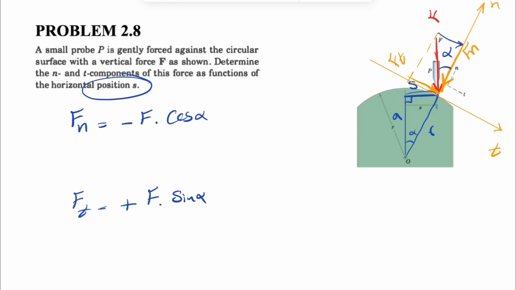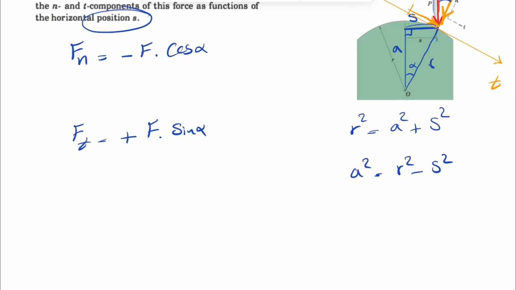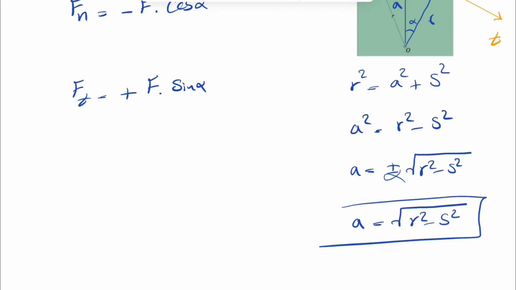If we apply the Pythagorean theorem to that right triangle, we know that r squared is equal to a squared plus s squared. So to find a squared, we simply have r squared minus s squared. If we take the square root of each side, our a would be plus or minus the square root of r squared minus s squared. We are dealing with dimensions, which means the negative sign doesn't make any sense. So our a would be the square root of r squared minus s squared. So we found our a as a function of s.